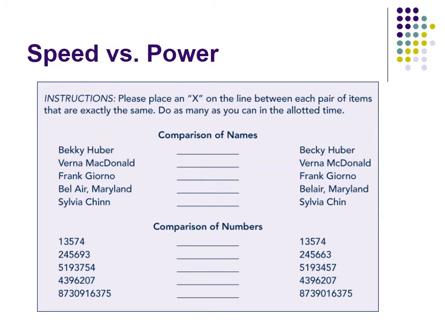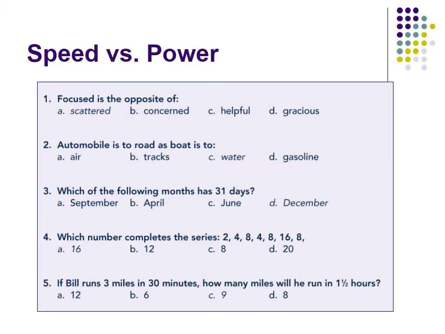And again, this might be a very good test for someone whose job is being a copy editor, finding small mistakes in text. By comparison, a power test is going to be more about detailed and more difficult questions that would be hard to complete very, very quickly. Focused is the opposite of scattered, concerned, helpful, or gracious. In this case, it's scattered. So again, you're wanting to just get the person's general vocabulary or mathematical knowledge. Number 4, which number completes the series? 2, 4, 8, 4, 8, 16, 8. This is again showing, are you good at pattern recognition? Now again, any of these tests need to be somewhat related to the type of job you're giving them for.